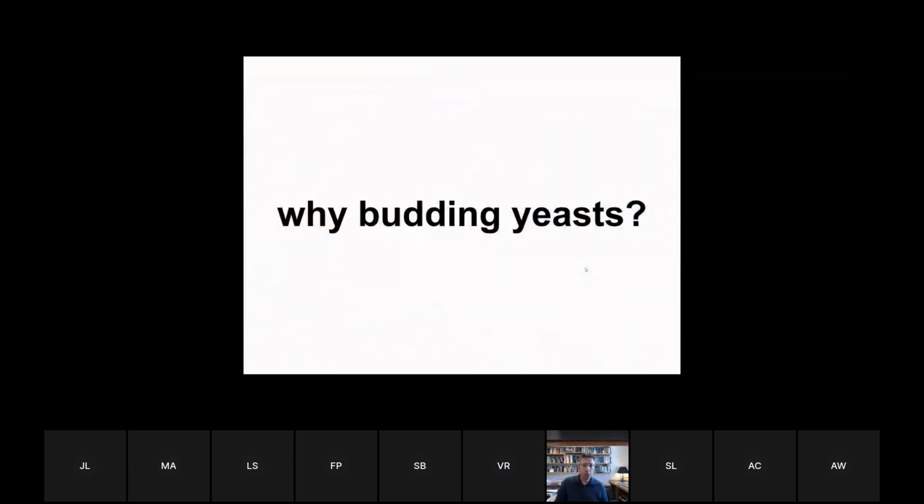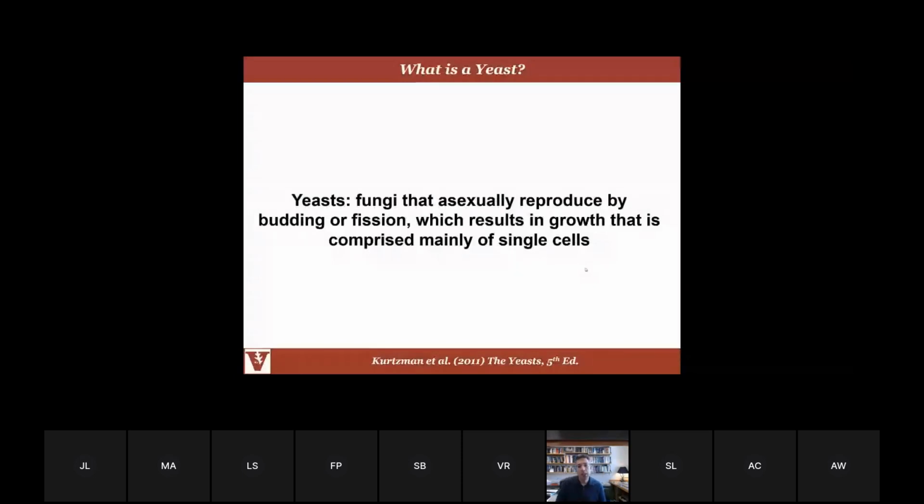So at this point, you may be wondering, why budding yeast? What's the interest in budding yeast? So I want to spend a few minutes telling you a little bit about their diversity. First of all, yeasts are fungi that reproduce asexually by budding or fission, and that results in growth that's comprised mainly of single cells. And so the yeast lifestyle is the lifestyle of unicellularity. So these fungi preferentially live as single cells.